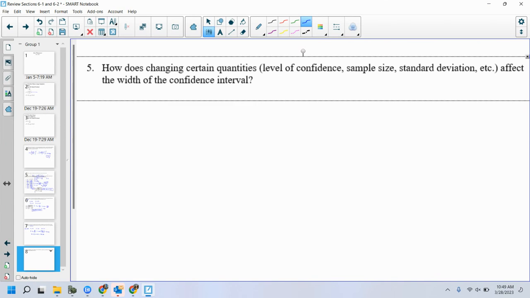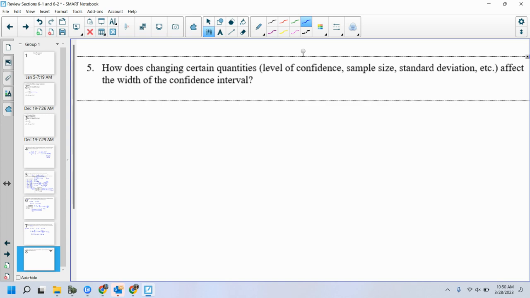Okay, what about sample size? If I increase sample size, what does that do to the confidence interval? Yeah, it would make it smaller. It's going to make my target smaller, because as I increase n, it's going to become more normal and more normal, getting easier to predict. The smaller the sample size, the more spread out the confidence interval needs to be.